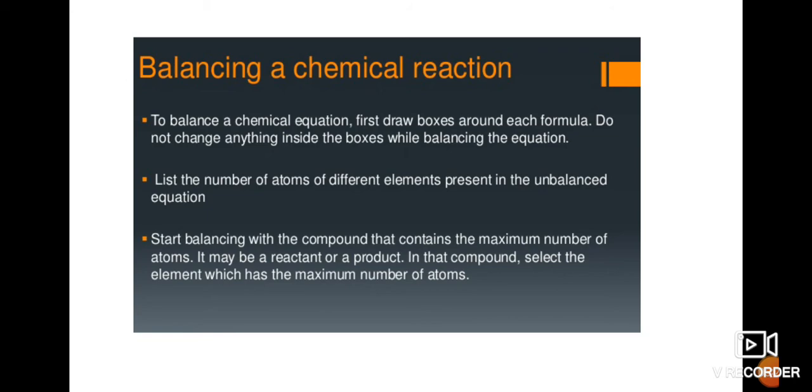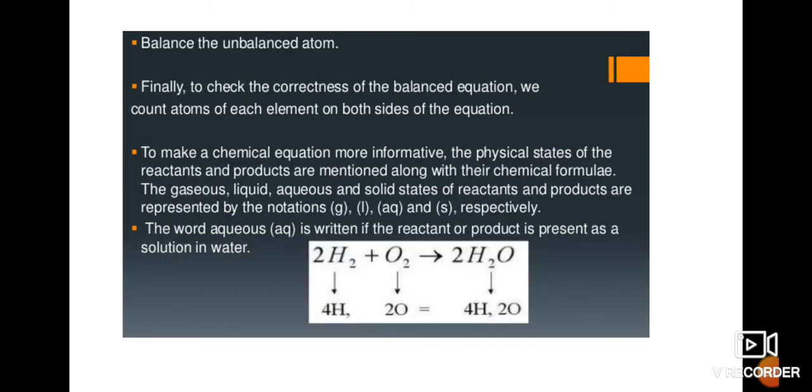Now list the number of atoms of different elements present in the unbalanced equation. So you have to check that on both the left and right hand side. Check for the number of atoms. Now start balancing with the compound that contains the maximum number of atoms. It may be from the reactant side or from the product side. So you have to select the element which has the maximum number of atoms. Now suppose you have balanced the unbalanced atom. You have to check the correctness by counting the atoms of each element on both sides.